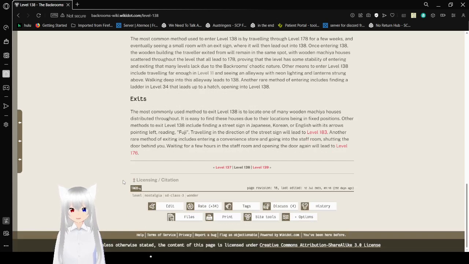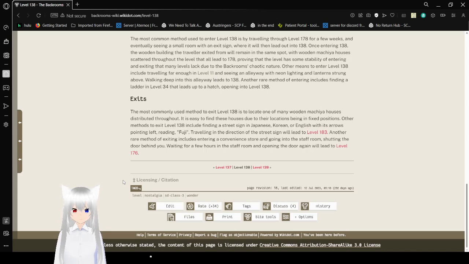Exits. The most commonly used method to exit Level 138 is to locate one of many wooden machiya houses distributed throughout. It is easy to find these houses due to their locations being in fixed positions. Other methods to exit Level 138 include finding a street sign in Japanese, Korean, or English with its arrows pointing left, reading Fuji. Traveling in the direction of the street sign will lead to Level 183.